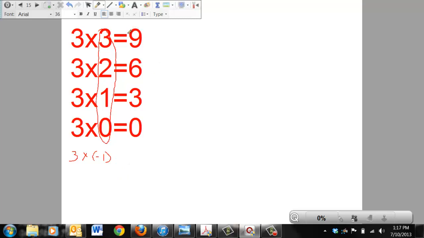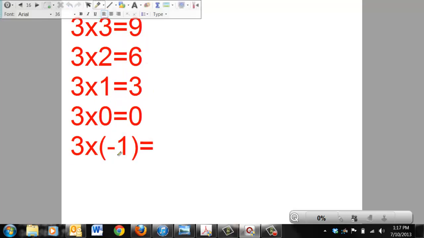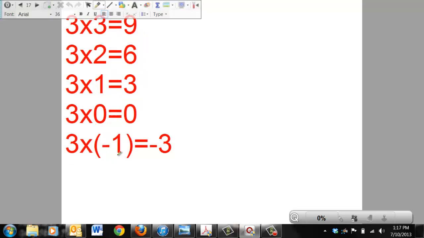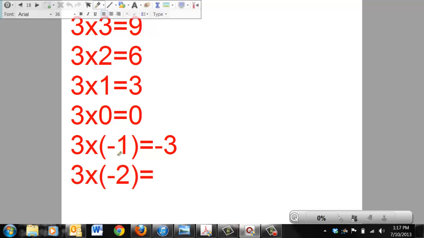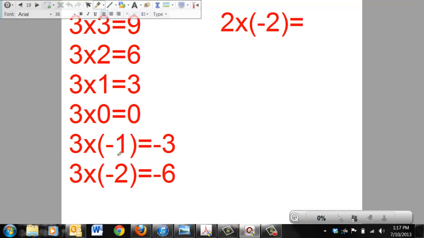Back to the patterns. Over here, what is going on in this column? Well, in that column, each time you do it is minus 3. Minus 3, minus 3. So down here, what's it going to be? Minus 3. Therefore, we could say that 3 times the negative 1 is going to equal what? Minus 3. Well, what's 3 times the negative 2 going to equal? Minus 6. Why? Because the patterns have said so.